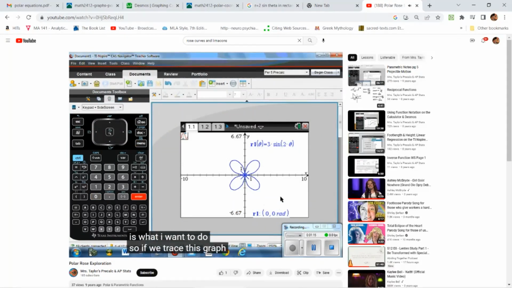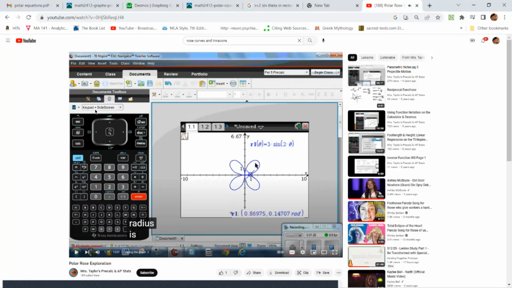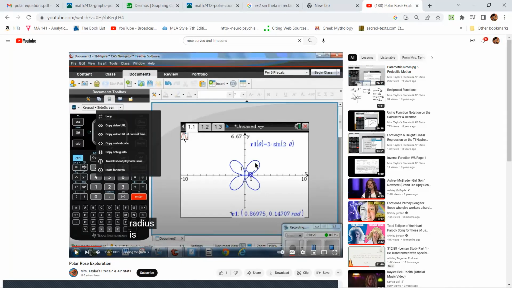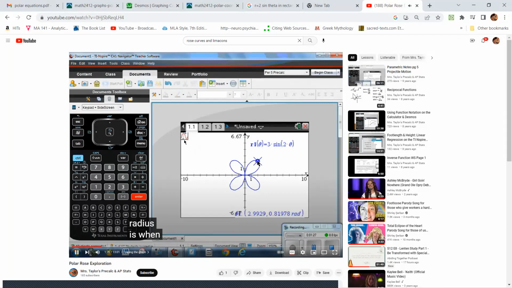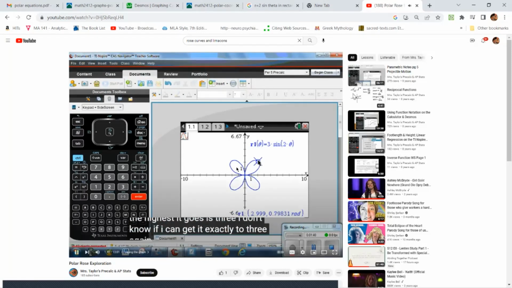So if we trace this graph, first of all, you can tell from the graph that this is a polar rose that has 4 petals, and we want to see how long the petals are. In other words, we want to know what the radius is. I bet you can tell what the radius is. What is it? It's going to be 3. We're at the tip of the petal. Oh, and look at that. Just by moving my cursor there, I pretty much hit it right there. It looks like the highest it goes is 3. I don't know if I can get it exactly, but now that's how long the petal is. That's not the angle it is off the axis.